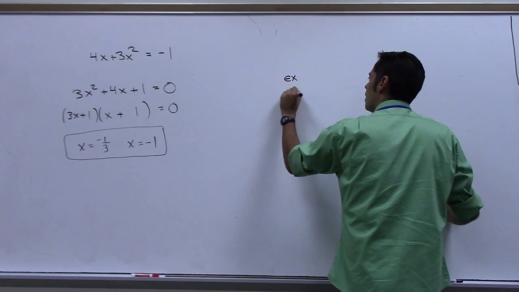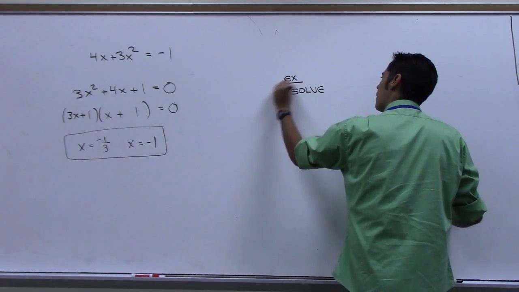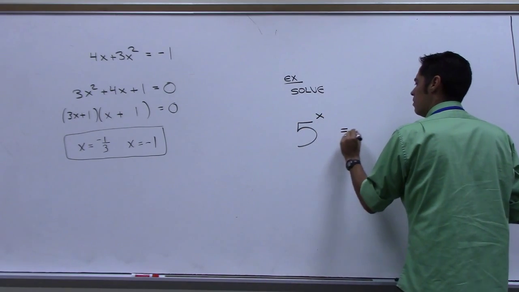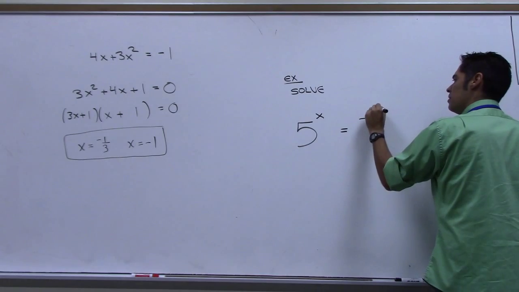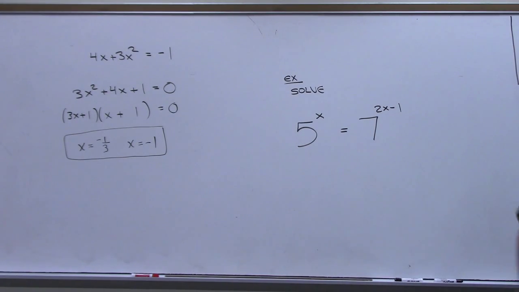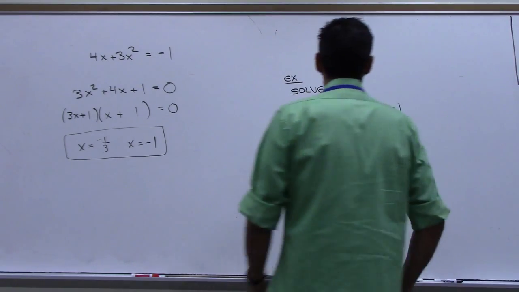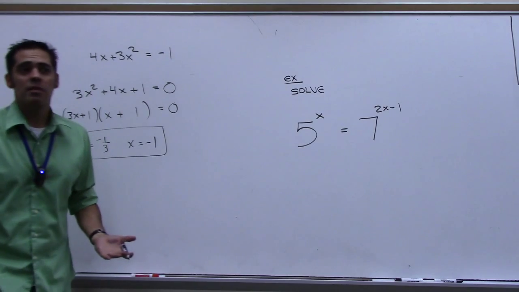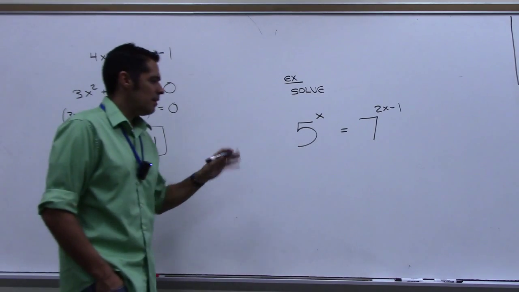So try and solve this. 5 to the x equals 7 to the 2x minus 1. Well, can you multiply them to get this one? Or to get the same base? How do you mean? Oh, you mean like try and get a common base of 35 or something? Think about that for a second.